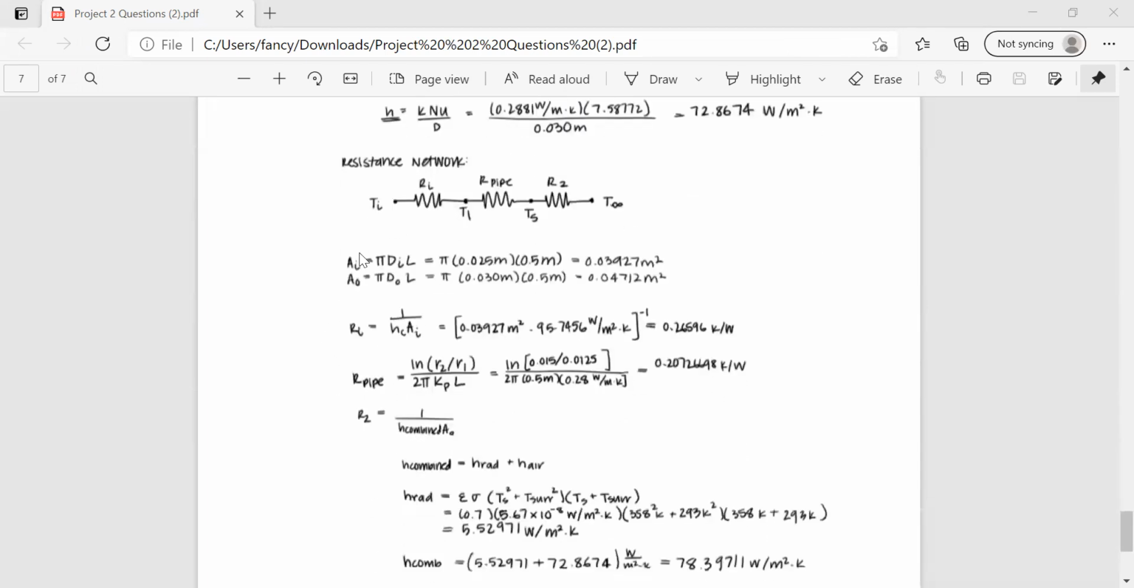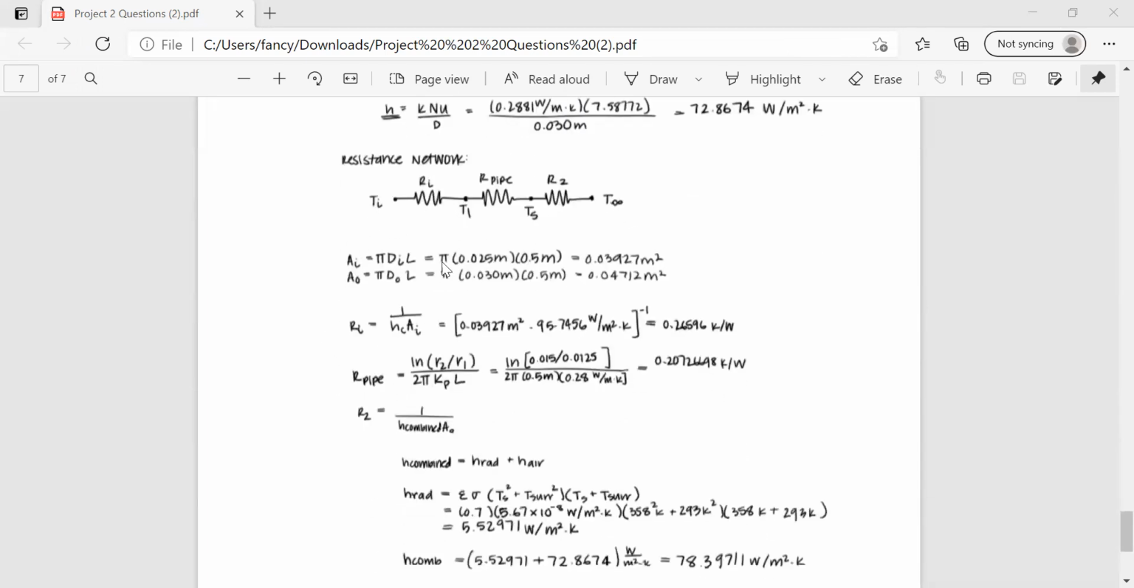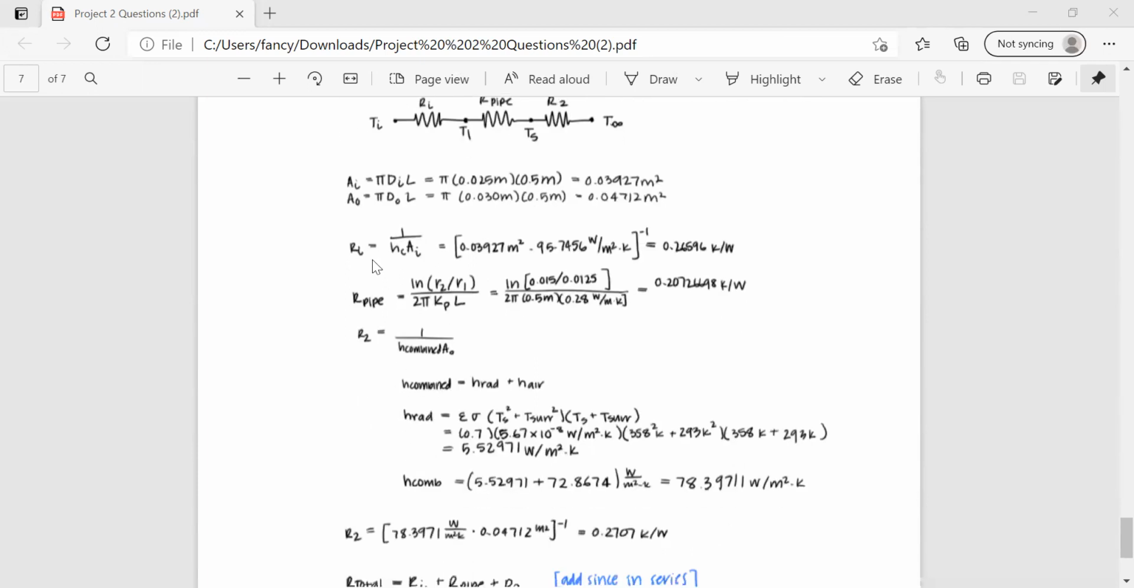And then for the resistance network, it's set up like this, where you have the inside surface of the pipe, and then the resistance of the pipe. And then this is like the inlet of the pipe. And then this is the surface. And so you have to find the inner area and the outer area with the different diameters.